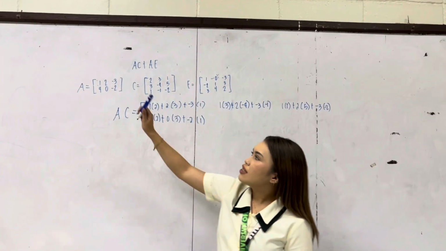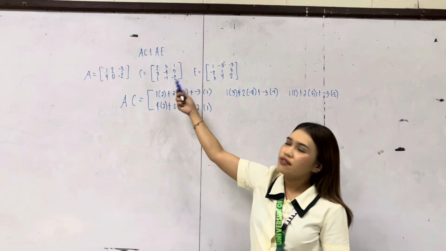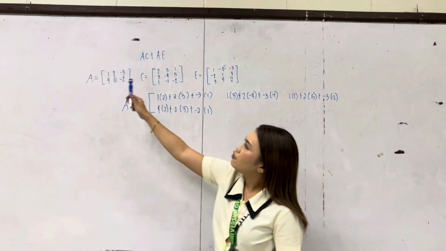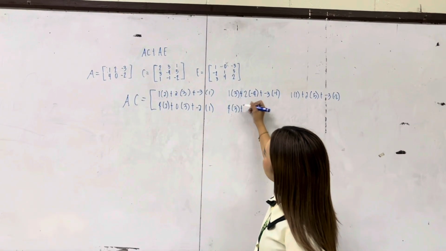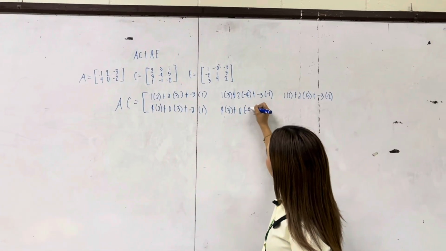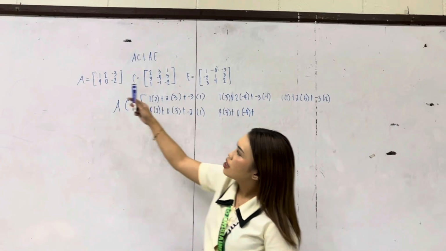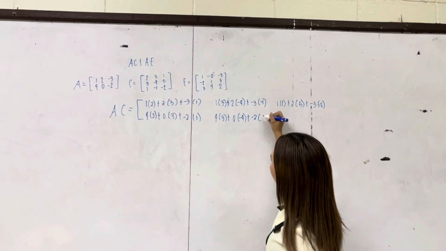Next, the second row of A to the second column of C. So we have 4 times 3 plus 0 times negative 4 plus negative 2 times 1. Negative 1 again.